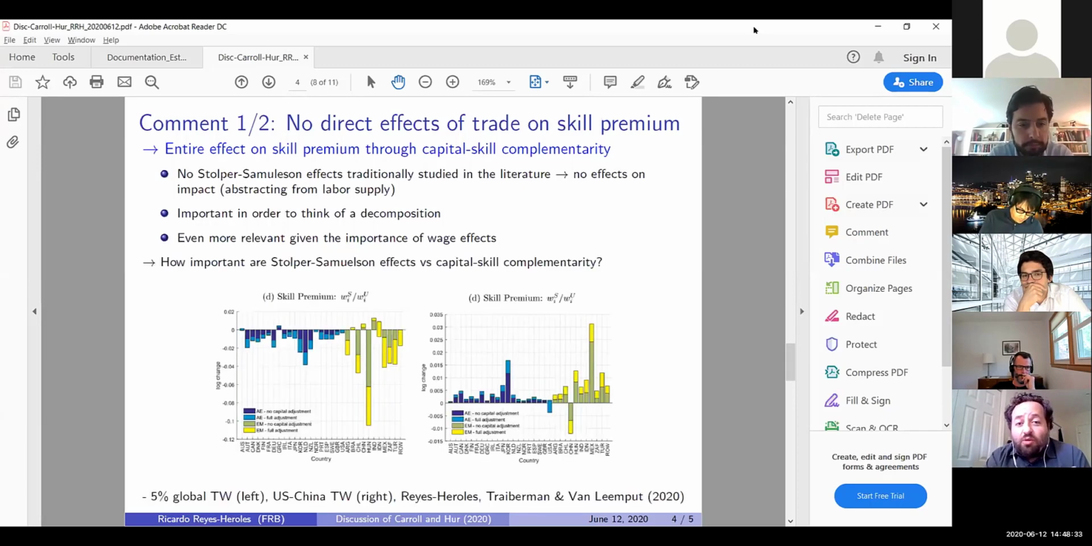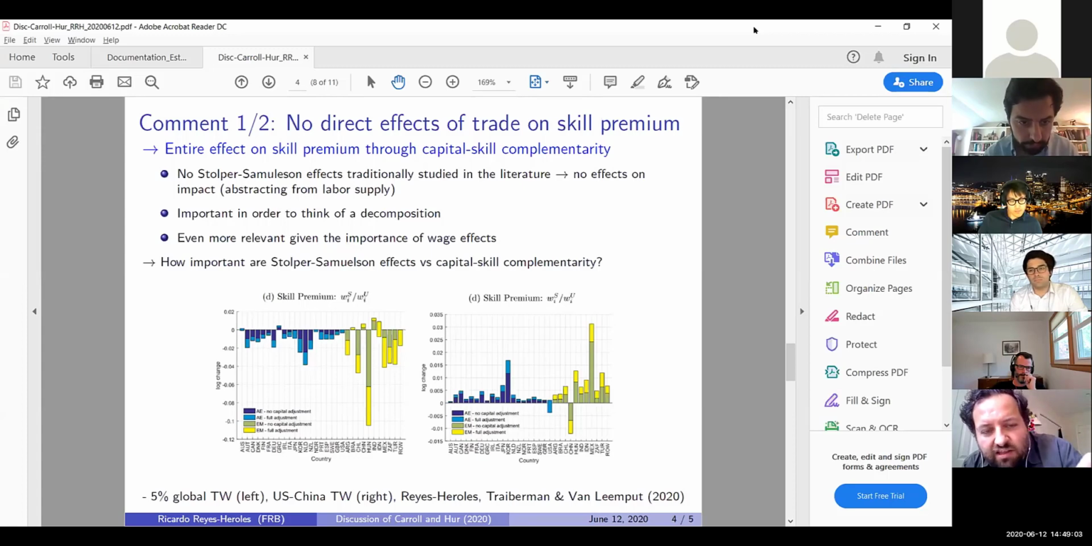So basically, how important are these effects? Let me try to ask the question in a different way. Actually, I have this paper with Sharon Traiberman and Eva Van Leemput, where we do basically a Caliendo-Parro kind of approach, you know, EK plus multiple sectors, input-output linkages, and so on. And we put in dynamics and capital accumulation, and we put in the basic capital-skill complementarity. These are the results that you get. So let me explain very quickly.